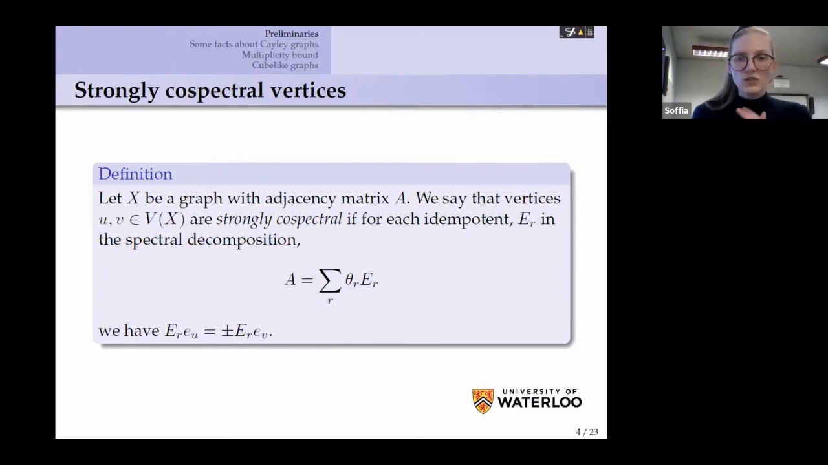This is a standard definition of vertices being strongly cospectral, but I'm not going to be very concerned about this definition because we have a characterization of strongly cospectral vertices in Cayley graphs of abelian groups. And that's really what I have been using as my definition, working only with these graphs.